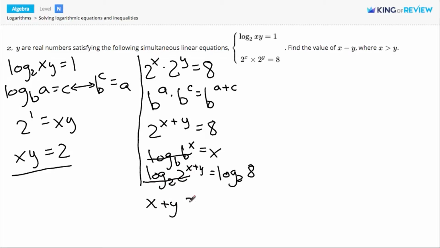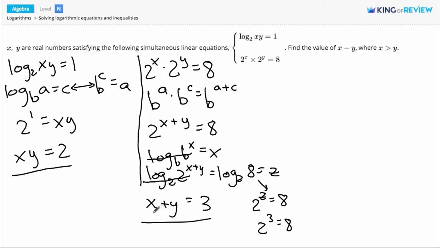The log base 2 of 8, we can use this property over here on the left side. If the log base 2 of 8 is equal to some number z, that's really the same thing as asking 2 to what power z is equal to 8. Well, I know that 2 to the third is equal to 8, so that means this log has to be equal to 3.